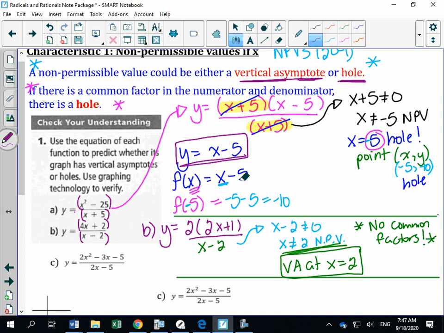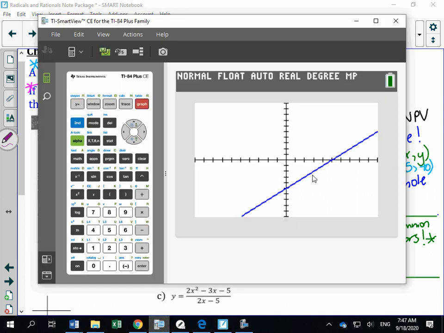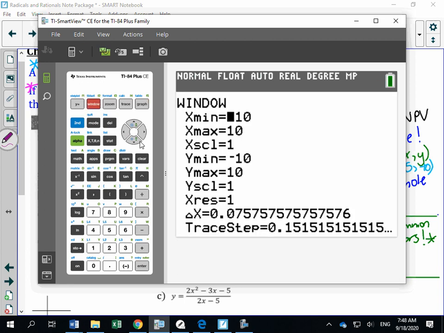So to find the hole in the graph, we know that the hole exists at negative 5, negative 10, right? So if I go back to my graph and look, I can't see that hole when x is negative 5. Actually, we have to change our window. Let's go a bit past negative 10. Let's go to maybe negative 20. So let's change our window to y minimum of negative 20. And I'm just going to change my scale factor to 2.